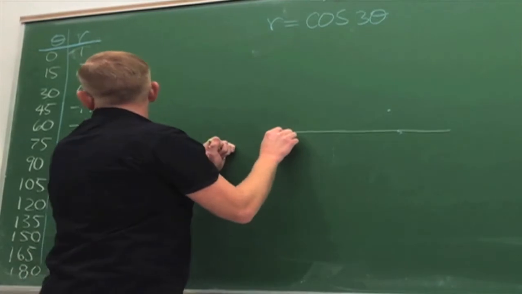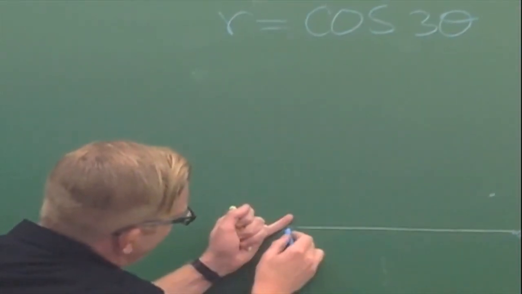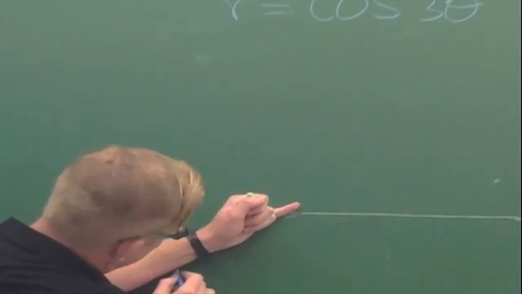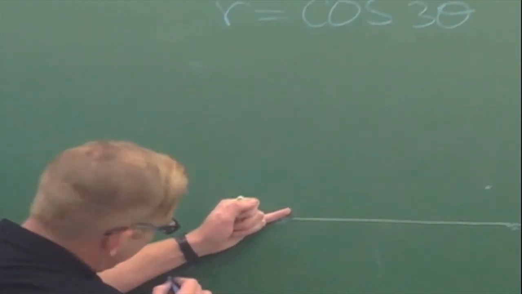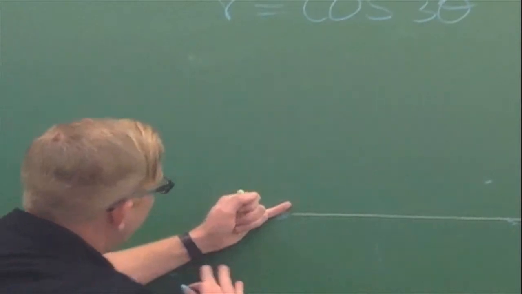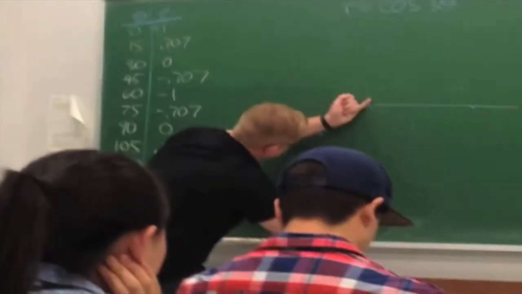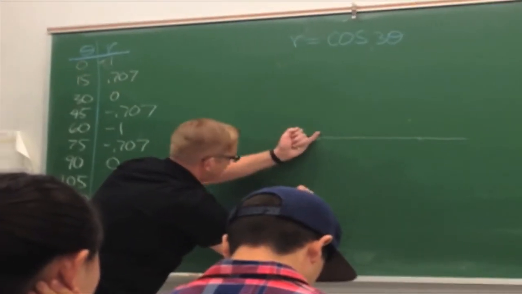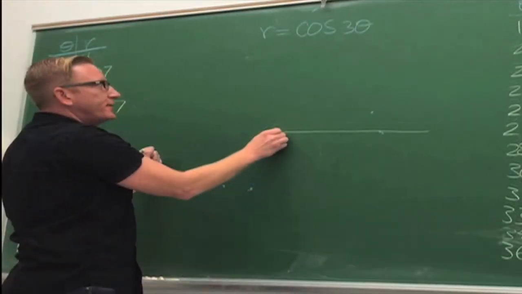And then when theta is 45 degrees, I see that I'm facing this way, but my R is in the negative direction. So at 45 degrees, my R is out 0.7 in the negative direction. I'm going backwards. And then at 75, I'm out a little further than that, sure. And then here, boom. Well, that's gonna be a short leaf. Anyway, and then I'm back here at 0.